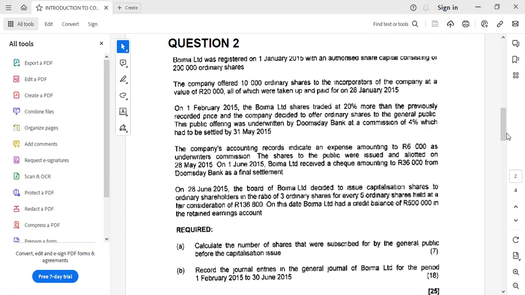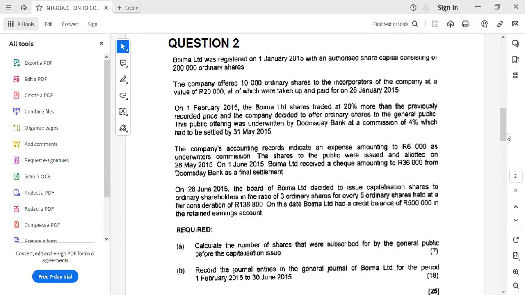This public offering was underwritten by Doomsday Bank at a commission of 4%, which had to be settled by 31 May 2015. The company's accounting records indicate an expense amounting to 6,000 as underwriter's commission. The shares to the public were issued and allotted on 28 May 2015. Then on 1 June 2015, Boima Limited received a check amounting to 36,000 from Doomsday Bank as final settlement.